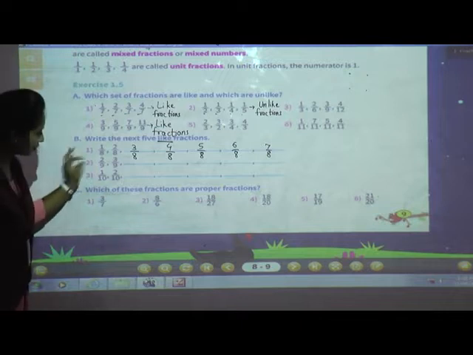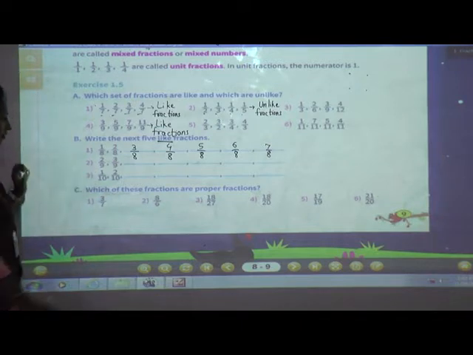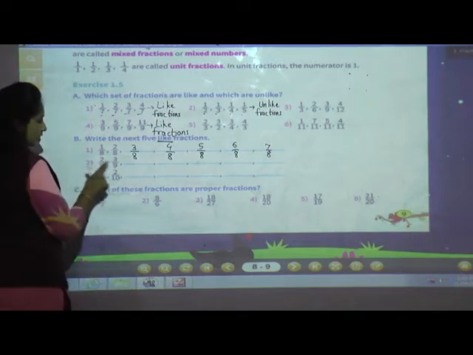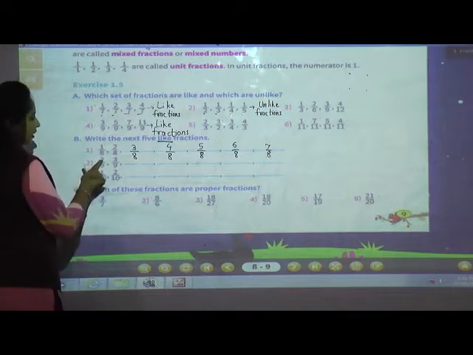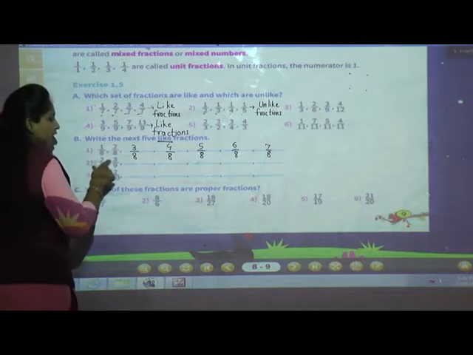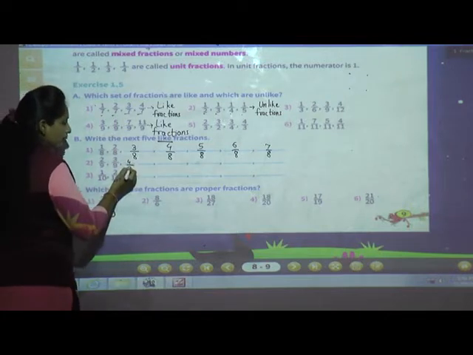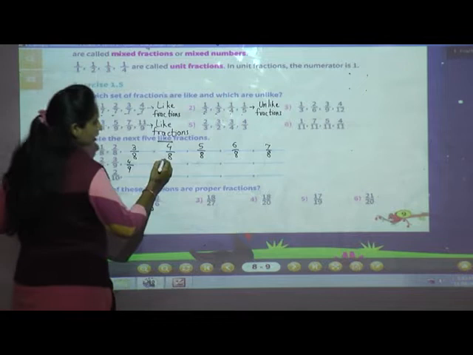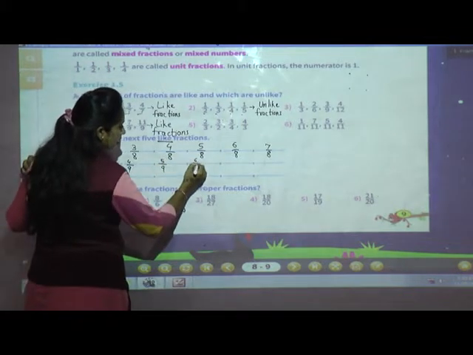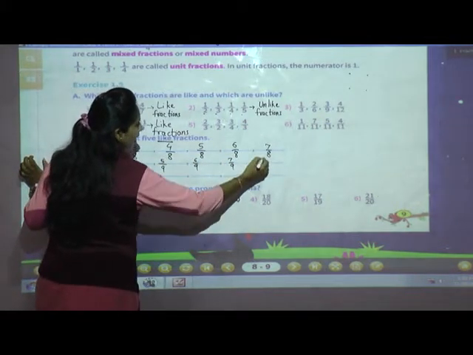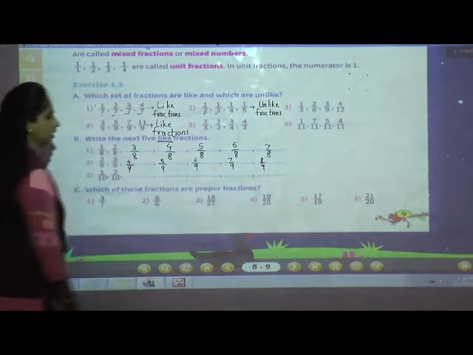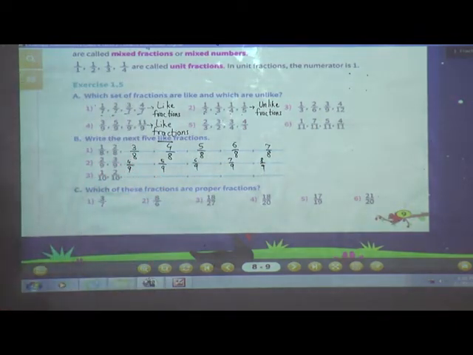The second one you solve on your own. Now the third one I will tell you. See, it is the same. Now I will explain the second one. Here 2, 3, then what will come next? 4. The denominator stays as it is. The next are 5/9, 6/9, 7/9 and 8/9. Understood? Clear? Yes, very good.